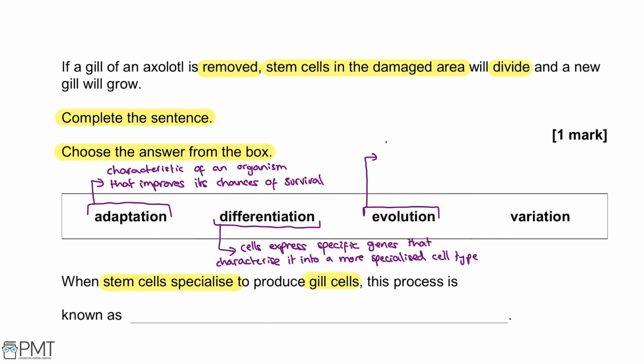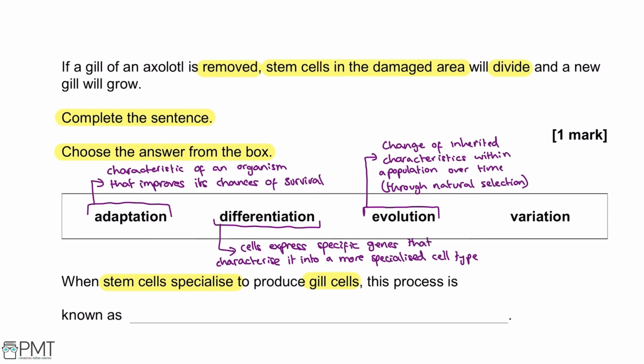Then there is evolution. So this is something that happens over many generations of a species, and it's a change of inherited characteristics within a population. And what happens is, over time, those with the most advantageous characteristics will survive to produce offspring, and those are the characteristics that get passed on. And then the last one it gives us is variation. So this is just the genetic differences between individual members of a species.